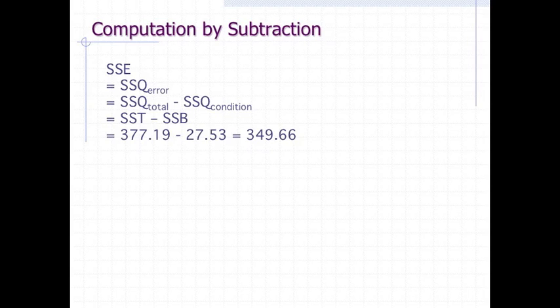The sum of squares error can also be computed by subtraction. SSQ error equals SSQ total minus SSQ condition. So, for the smiles and leniency data, SSQ error equals 377.19 minus 27.53, which equals 349.66. Therefore, the total sum of squares of 377.19 can be partitioned into SSQ condition, which is 27.53, and SSQ error, which is 349.66.